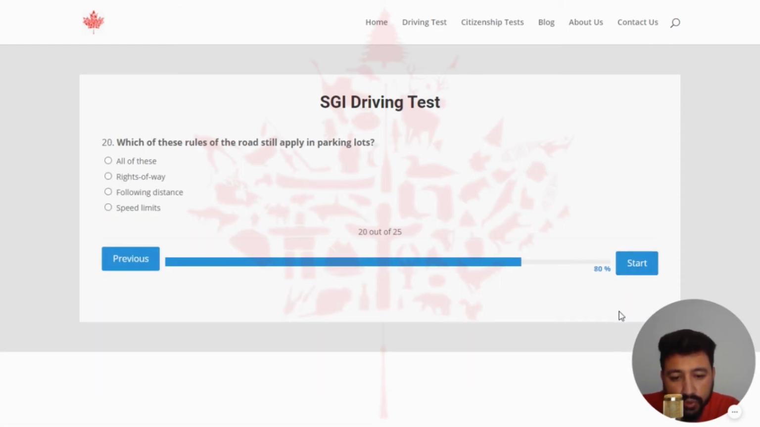Next. Which of these rules of the road still apply in parking lots? So the right answer of this question is all of these.